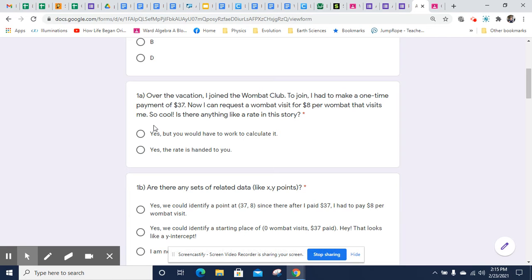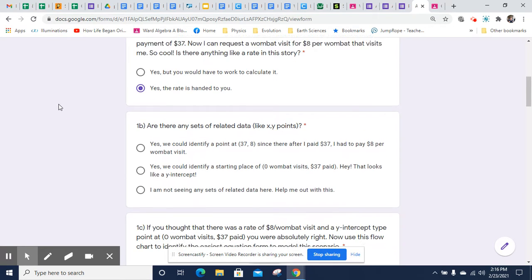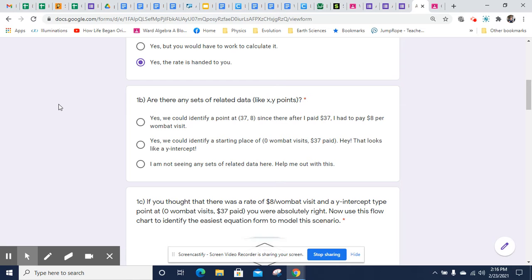That's so cool. So is there anything like a rate in the story? Yes, the rate is handed to you. It's $8 per Wombat. When you see per, that's a pretty good sign you've got a rate. $37 happens just one time. It's not a rate. But 8 happens every single time there's a Wombat visit to my place. And so that is a rate.